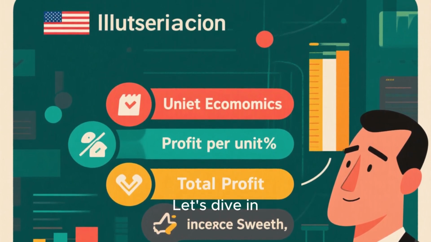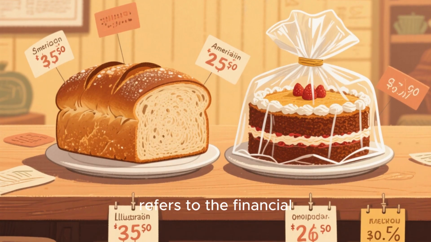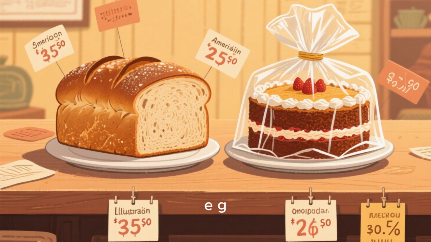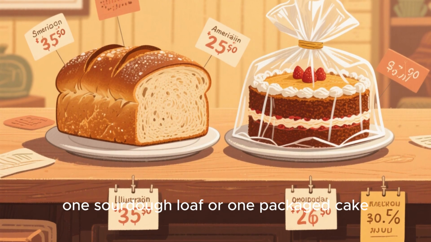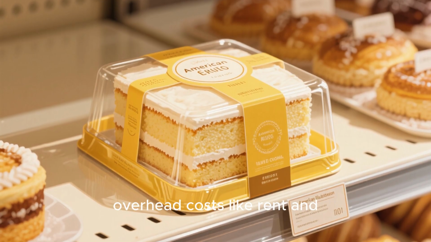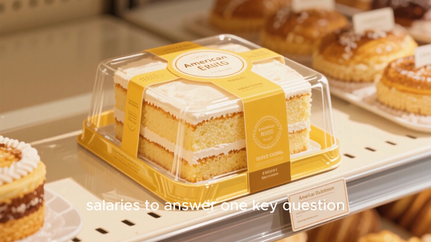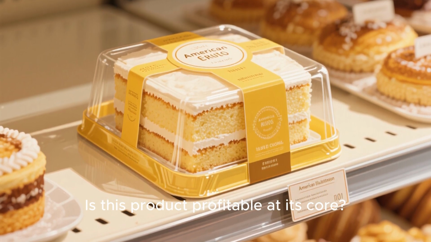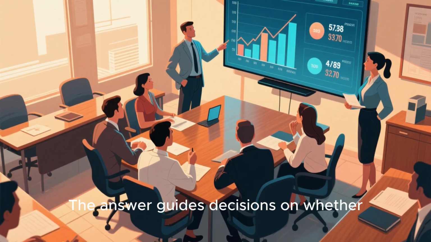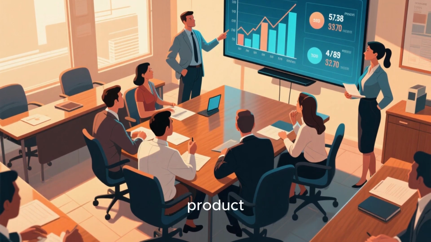What is unit economics? Unit economics refers to the financial profile of a single item, e.g., one sourdough loaf or one packaged cake. It typically excludes overhead costs like rent and salaries to answer one key question: is this product profitable at its core? The answer guides decisions on whether to continue offering the product.